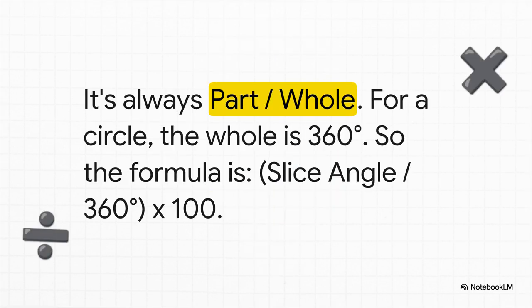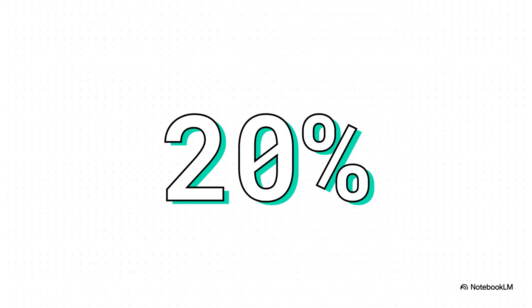So, the formula is actually surprisingly simple. It always comes down to the same idea, the part divided by the whole. And for a circle, the whole is always 360 degrees. So we just take our slice's angle, that's 72, divided by the total of 360, and then multiply by 100 to turn it into a percentage. And there it is. That 72-degree slice for electricity represents exactly 20% of the total energy consumption. See? We've successfully decoded the visual and unlocked that hidden number.